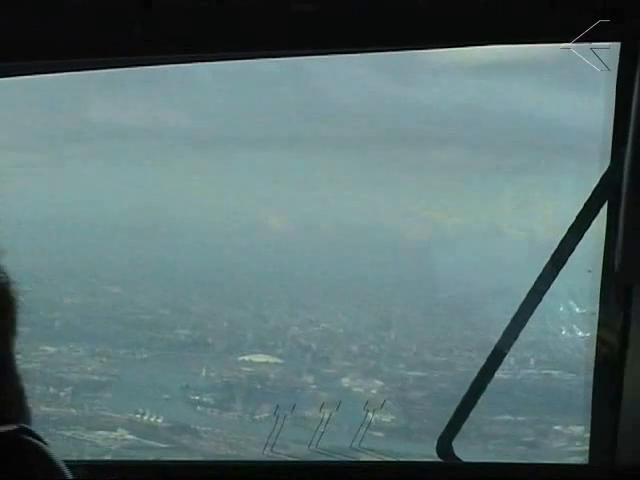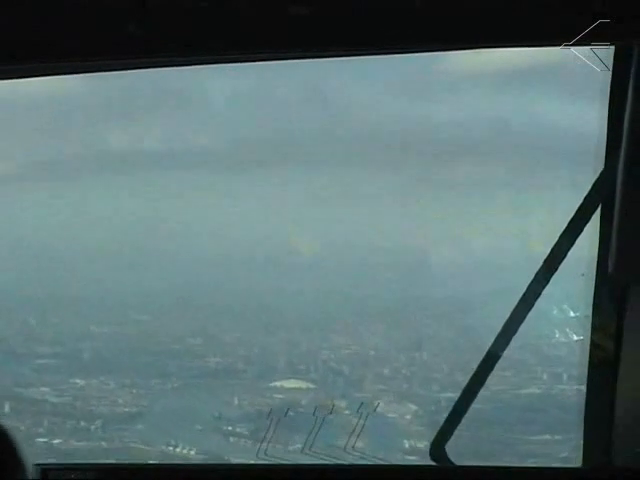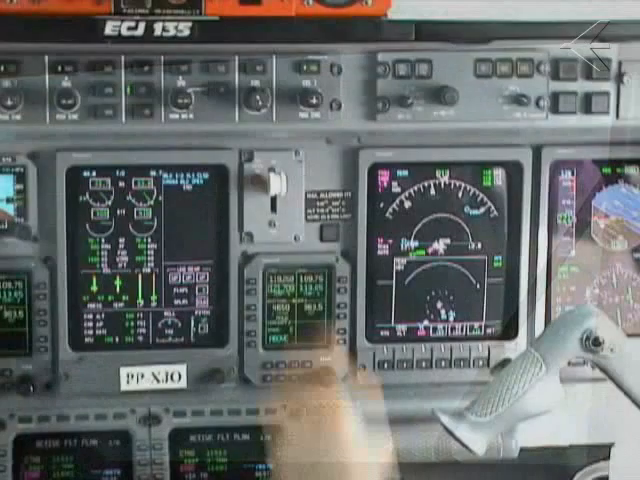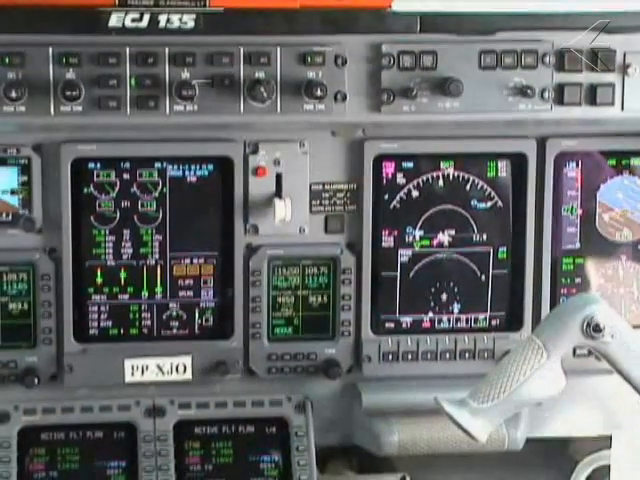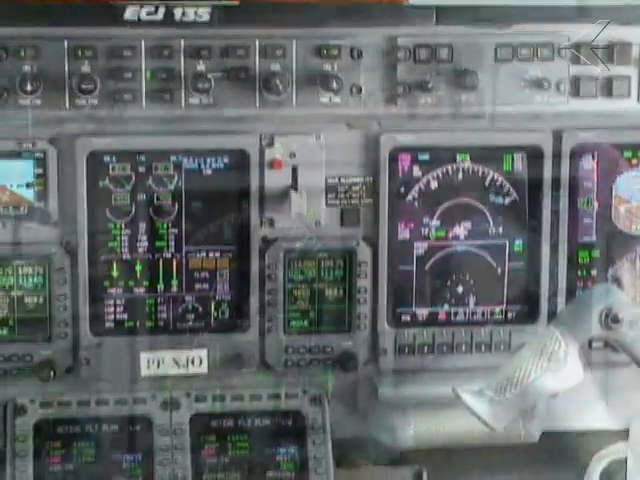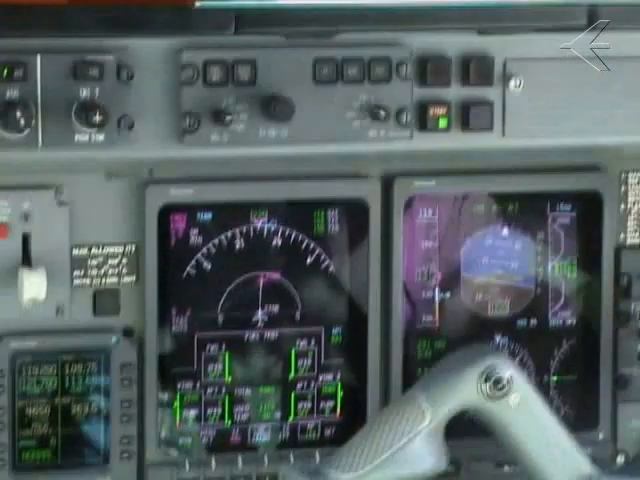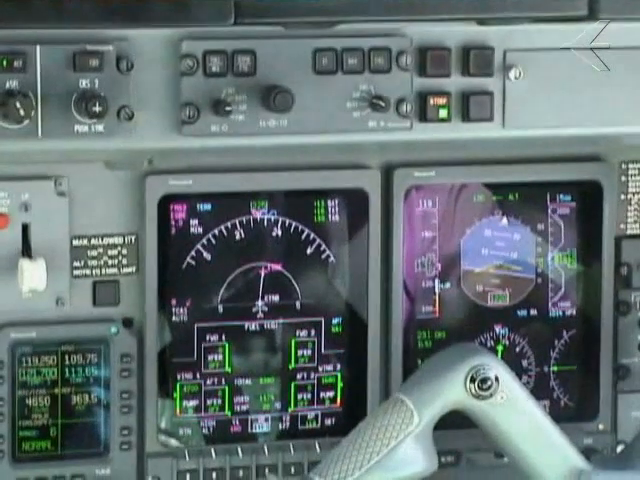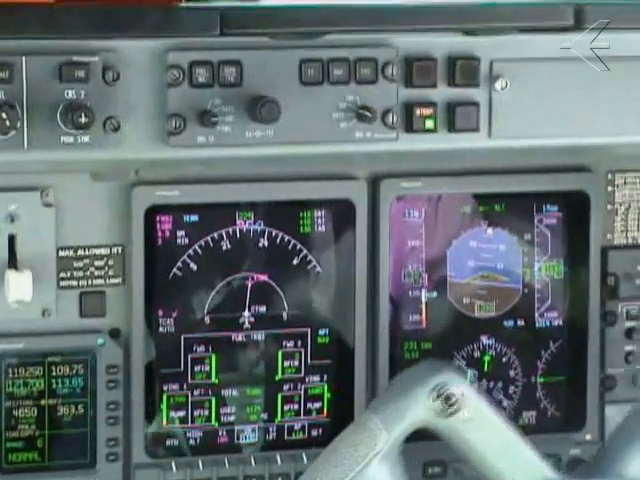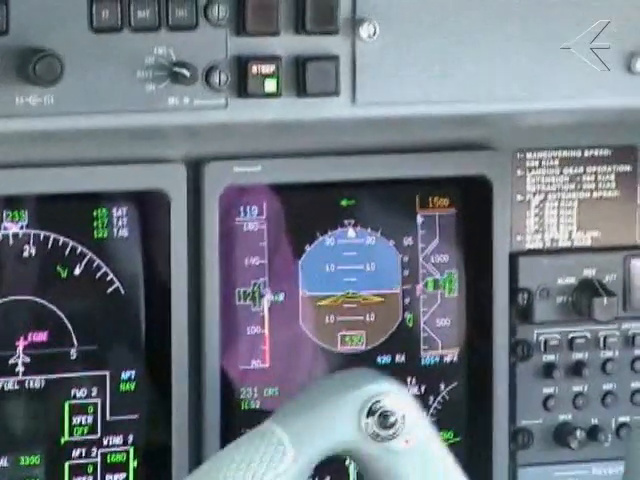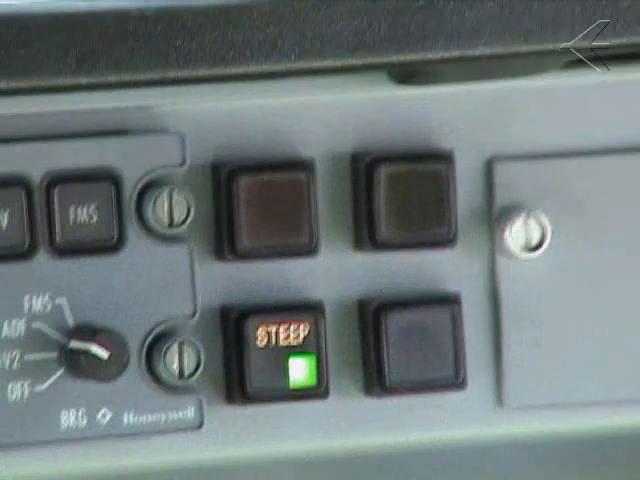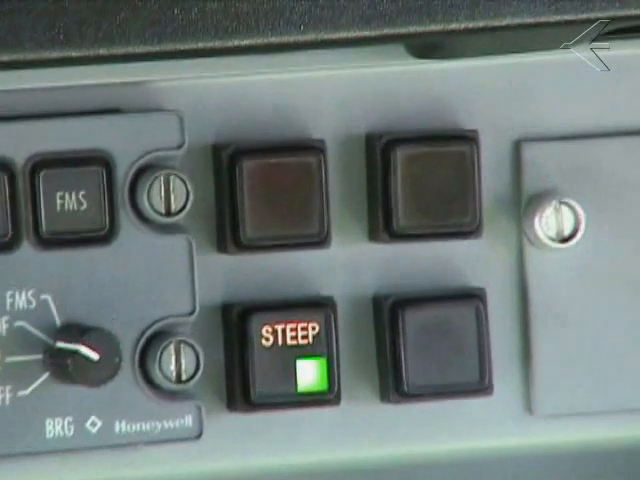On final, establish on the final glide path. After the landing gear is down and the flaps are at 45 degrees, the steep approach white light will be illuminated on the push button. Just press it to let the system know that you want the steep approach mode engaged. Check that the green light illuminates. An associated call-out is recommended.